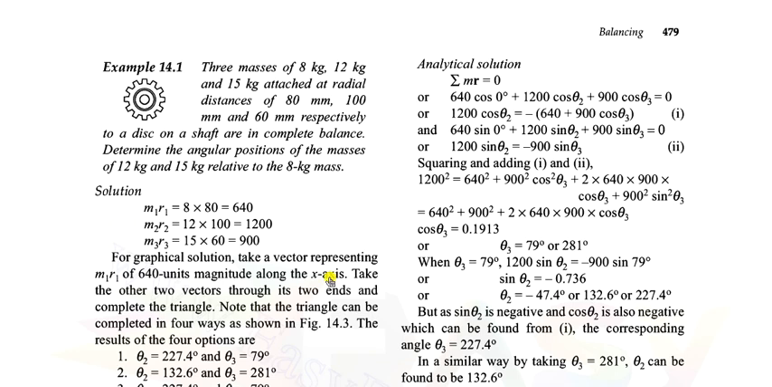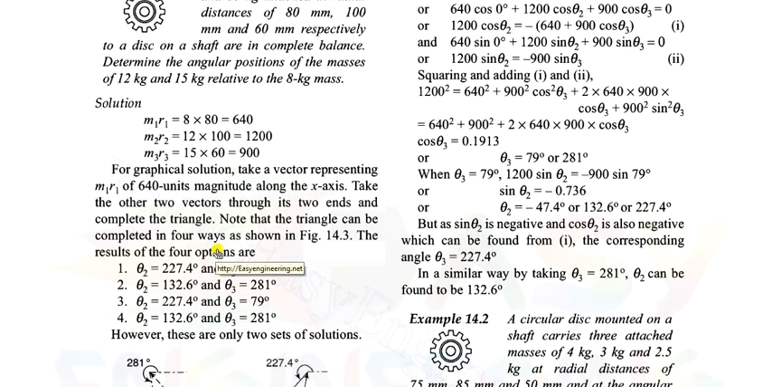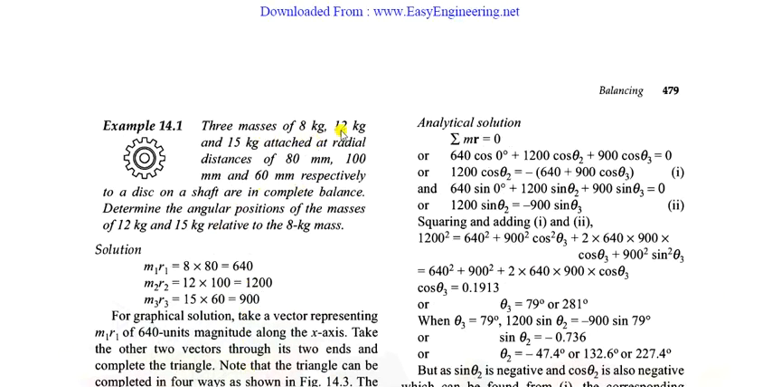Okay, but here there are so many possible answers, so it is somewhat not exact to explain, and the problem given is already balanced, but we just have to find out the angular position of the mass. Okay, so I will explain here. We have three masses, 8, 12 and 15 kg, attached at radial distances. So masses m1, m2, m3 are given, and radial distances r1, r2, r3 are given, to a disc on a shaft in complete balance.